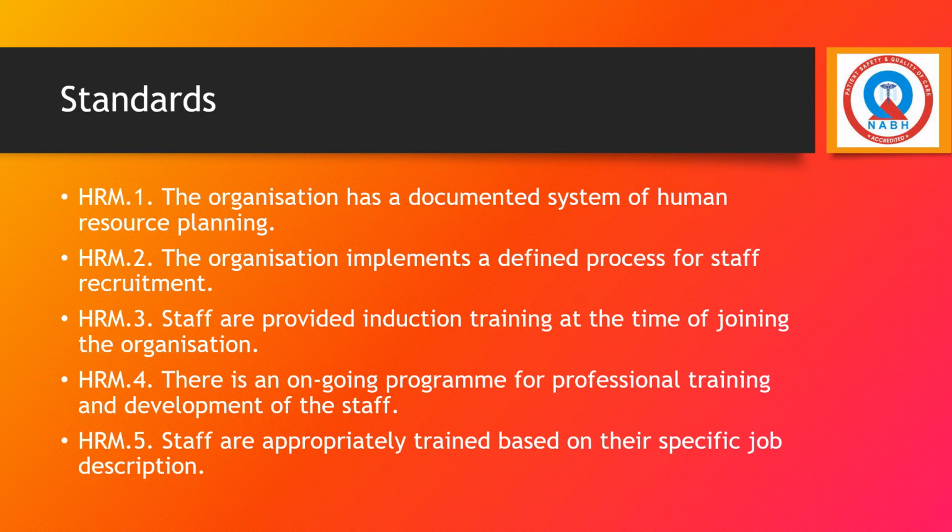Okay, then it includes orientation to the organization vision and values that I have already told you. Then it includes awareness on the staff rights and responsibilities. Okay, includes orientation to service standards of the organization. Hospital infection prevention and control training is also given in this particular thing. Then there's an ongoing staff program for the professional training and development of the staff.